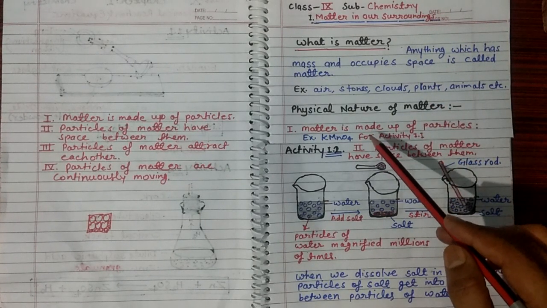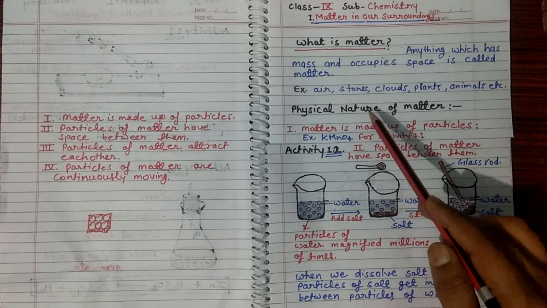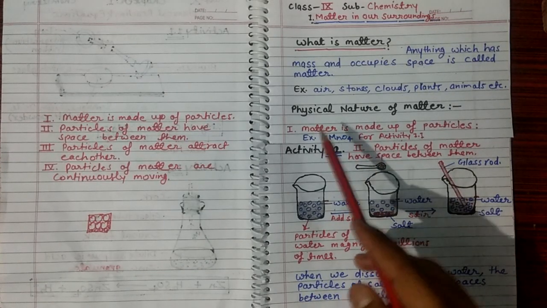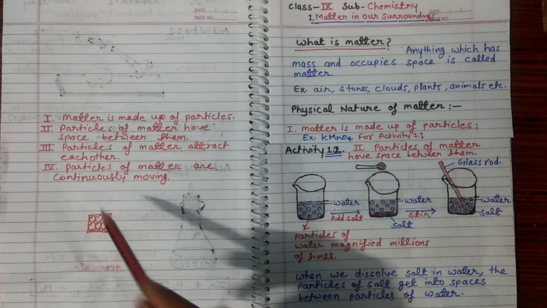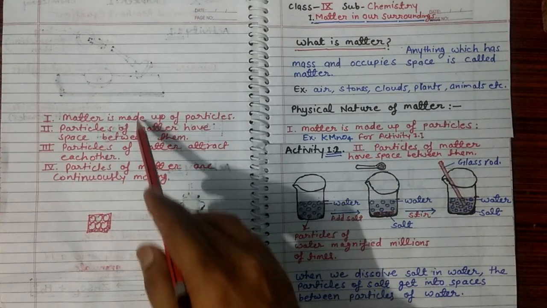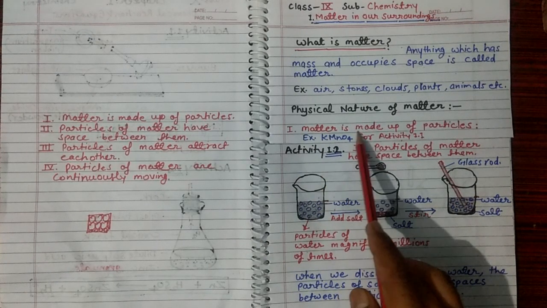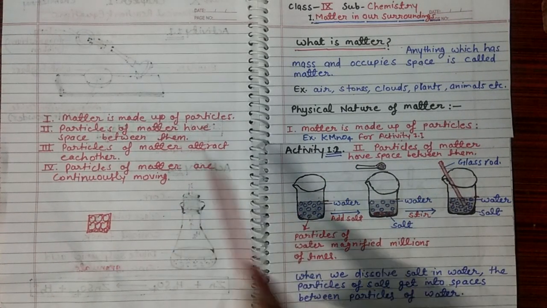In this chapter we will discuss some physical characteristics of matter. We will discuss chemical characteristics later, but in this chapter only the physical nature of matter we should discuss. So here are some physical characteristics of matter. The first one is matter is made up of particles. See, matter is made up of particles.